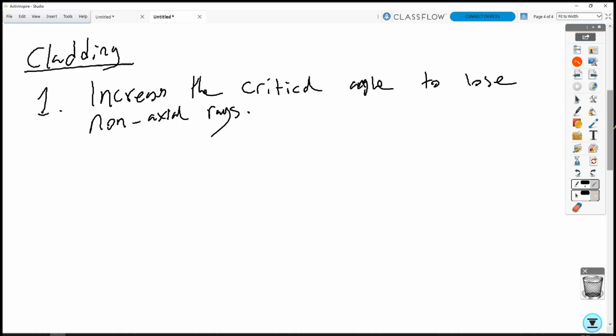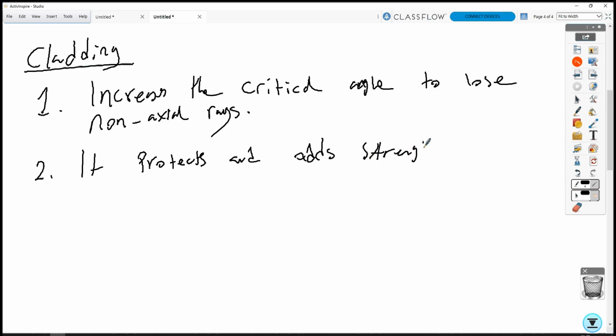Then the second thing it does is that it protects the core and adds strength to the cable. The core itself is usually made of very, very thin glass or some other transparent material, but it's very thin and fragile. So 2, it protects and adds strength to the core.